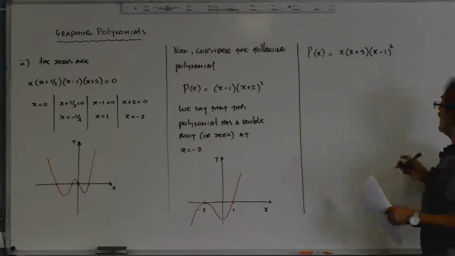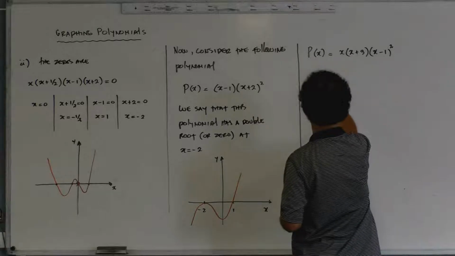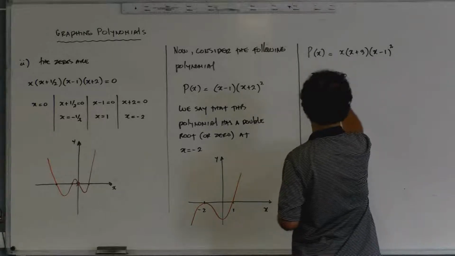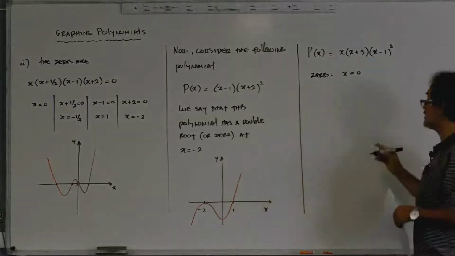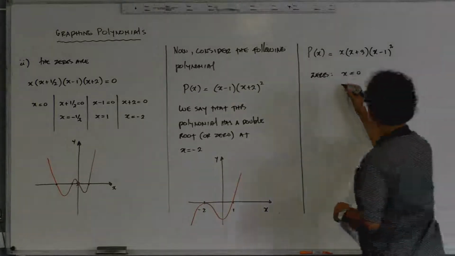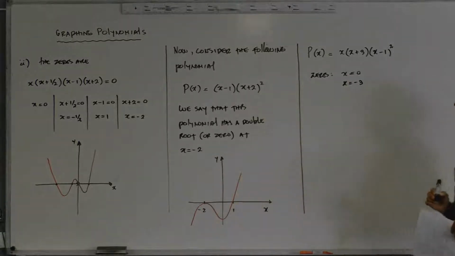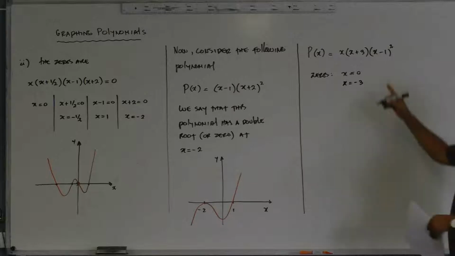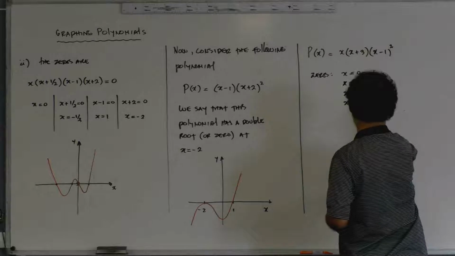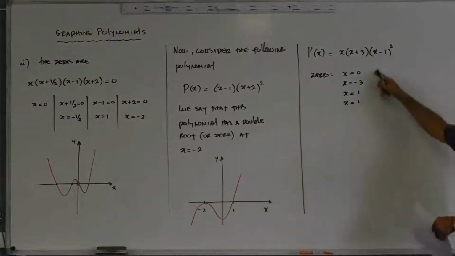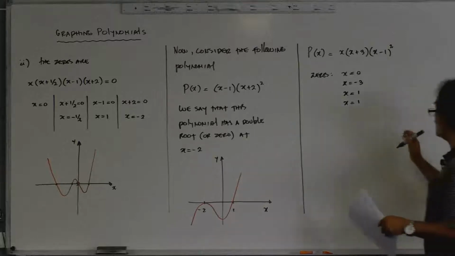All right? Okay, so we know that we have how many zeros? So we're going to put the zeros. We're going to have x equal 0 as the first one. And then the other one is going to be x equal -3. And then we're going to have a double 0 at x equal 1. So we're going to have x equal 1, and then we're going to have x equal 1 again. Okay, still we're going to have 4, but 2 of them are identical. That's all I mean.